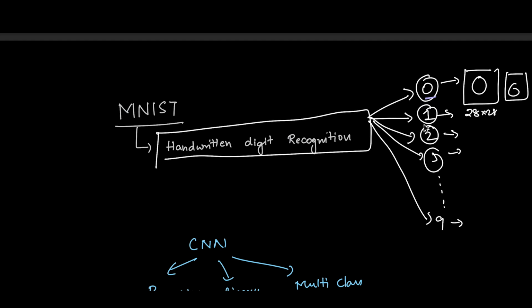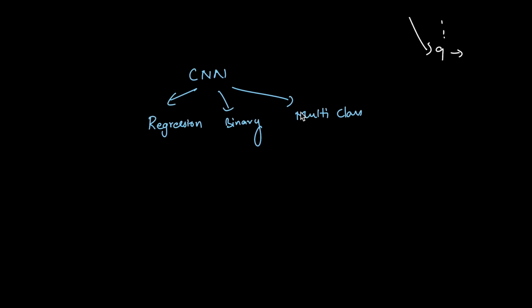First class is 0, and then followed by 1, and then 2, and then 3, like that, 4, 5, 6, 7, 8, 9. So all these will be my 10 classes. That's why it is a multi-class classification problem. And according to the problem, the place where we'll be making the changes mainly is in the output layer.